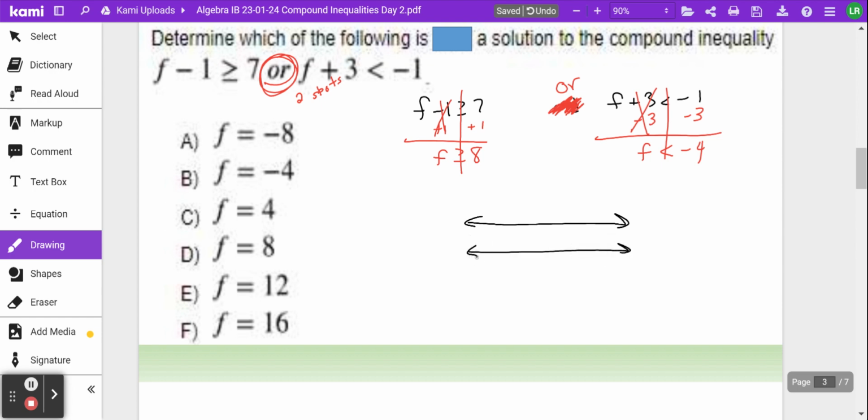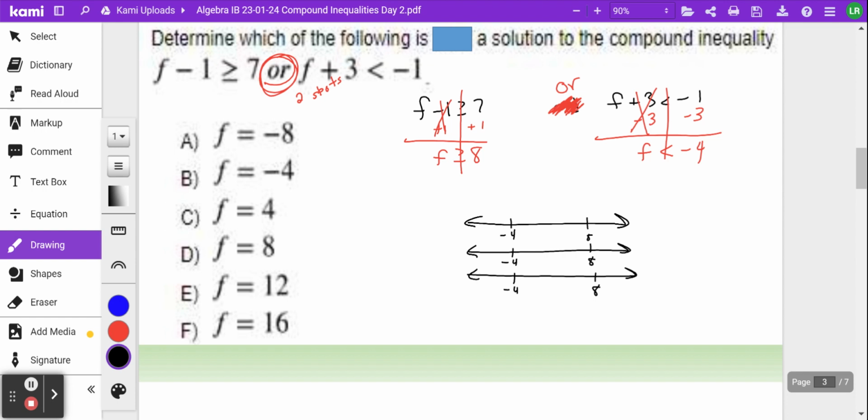And make sure we're thinking about which number is smaller. So 8 and negative 4. Negative 4 is smaller, so negative 4 should be on the left. 8 should be on the right. Okay? So with the 8, f is greater than or equal to 8. That is a closed dot on the 8, and that one goes to the right.